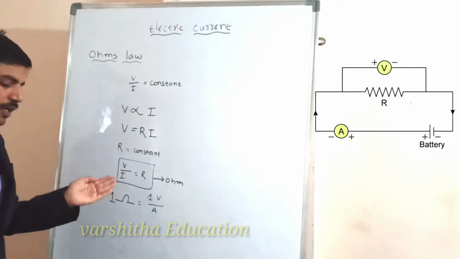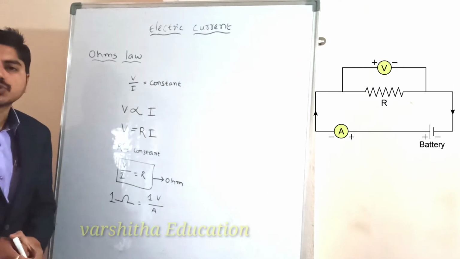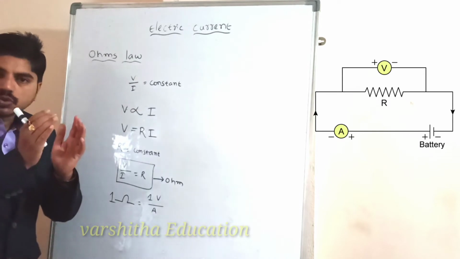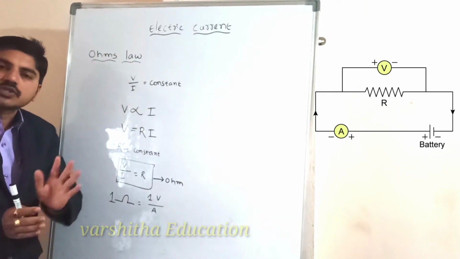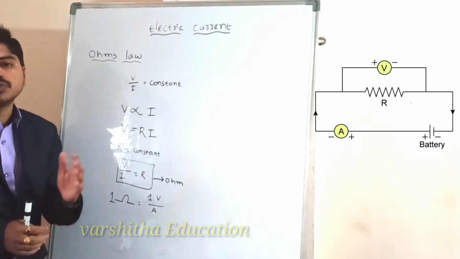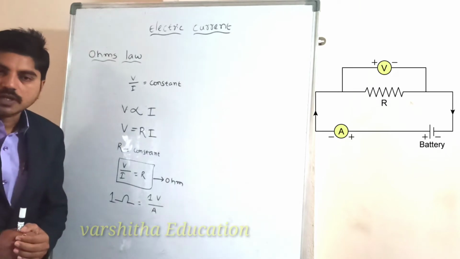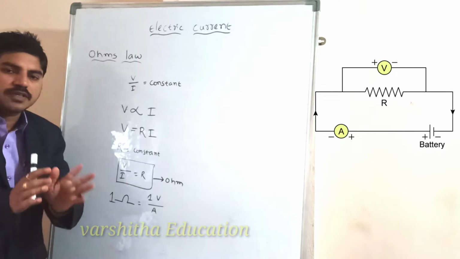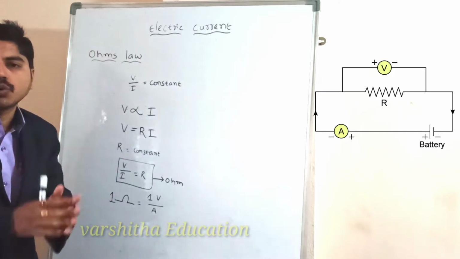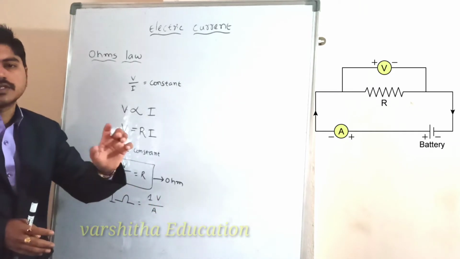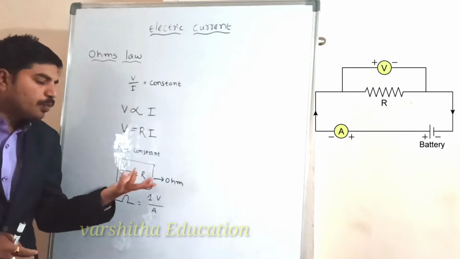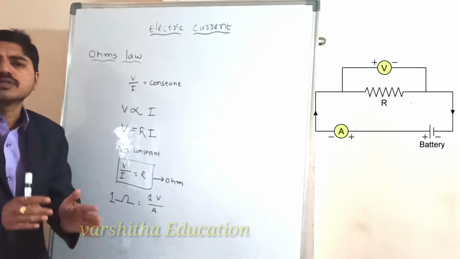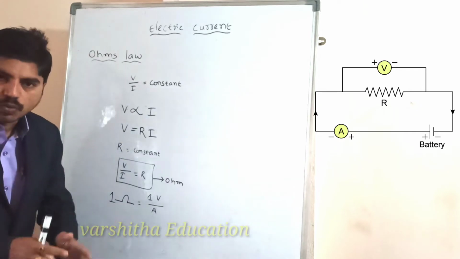There are ohmic conductors and non-ohmic conductors. What is meant by them? Conductors which obey Ohm's law are called ohmic conductors, and those which do not obey Ohm's law are called non-ohmic conductors. Simply, those which follow Ohm's law are ohmic, and those which do not follow it are non-ohmic.